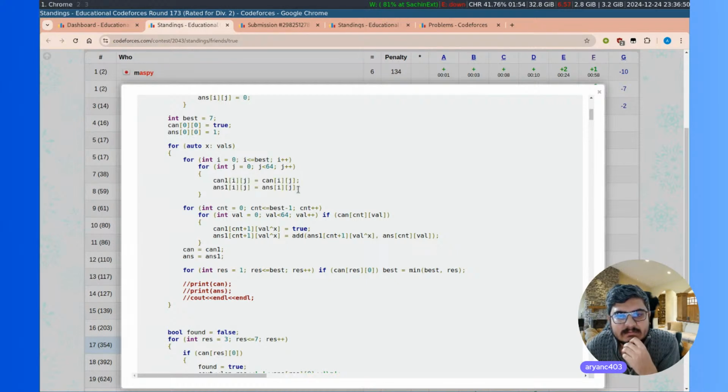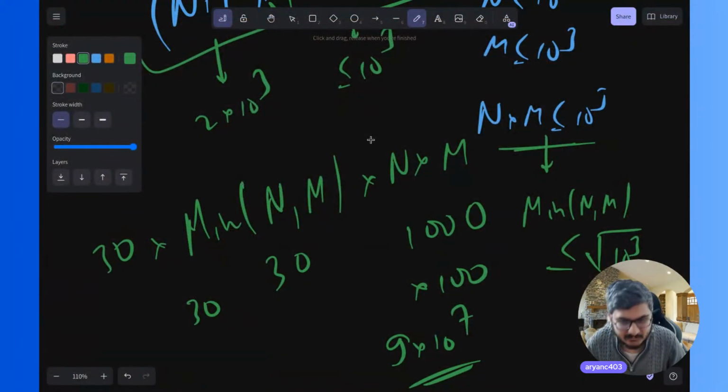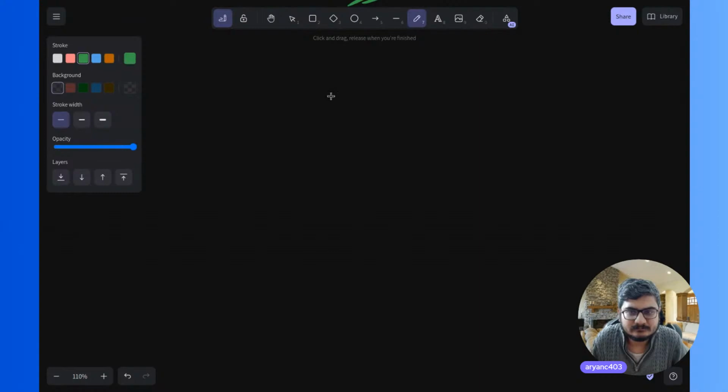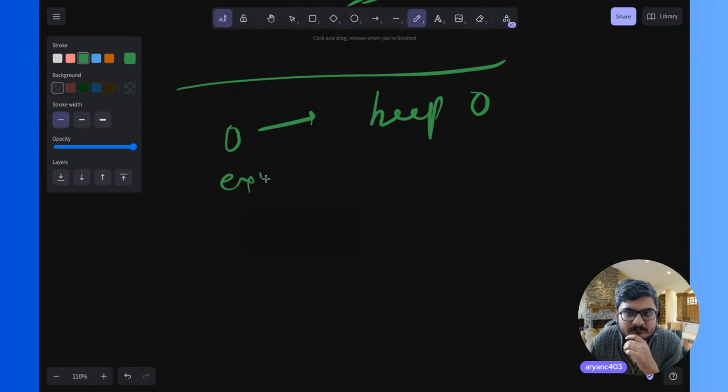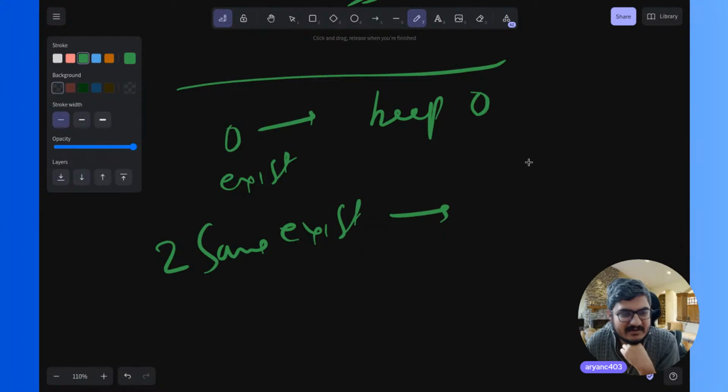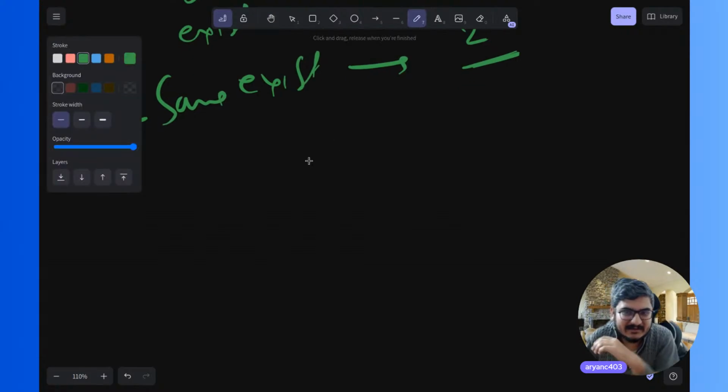Interesting part. Let's say we have removed all the duplicates. If zero exists, the case is trivial, just keep zero. If two same numbers exist, just keep these values, and you can keep two values at max. Now you do not have any duplicate number in A to B.